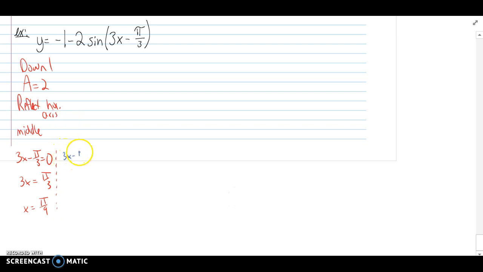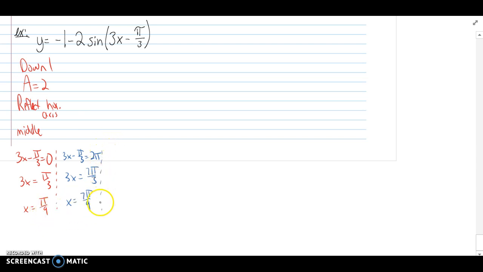Figure out where the first period ends. Then set that equal to 2 pi. So be good with your common denominators. 3x is equal to 7 pi over 3 once we move that to the right. Then divide both sides by 3, we get 7 pi over 9. So first period starts, second period starts.